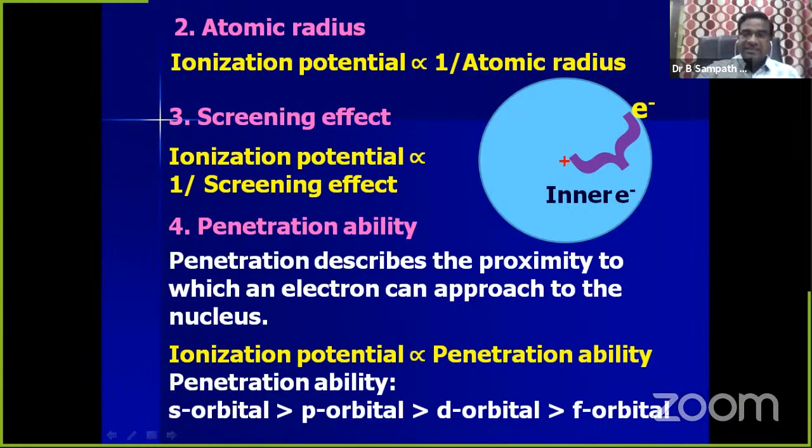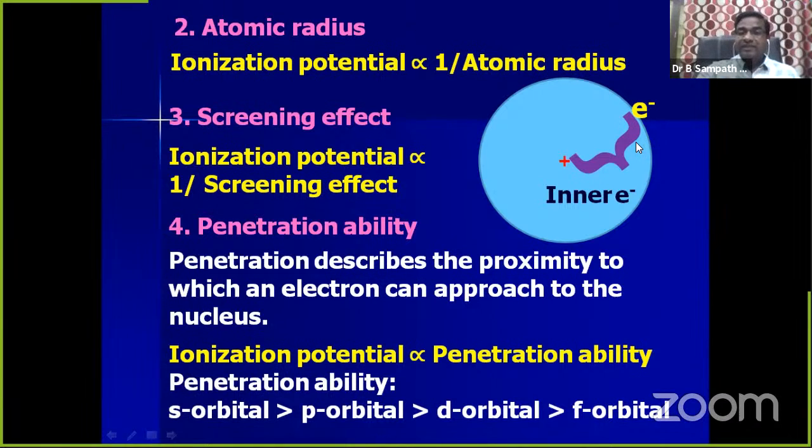For example, let us see helium. Helium is 1s2, means here helium has only one orbit, only 2 electrons. So those 2 electrons come under valence electrons. Means the nucleus attraction is directly on the valence electrons, of course.